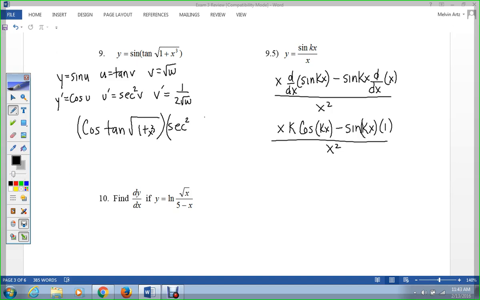Next problem, find dy dx if y equals ln of the square root of x divided by 5 minus x. Let's use properties of logarithms. So we could write this as ln of x to the 1/2 minus ln of 5 minus x. Now that 1/2 we could bring down in front.